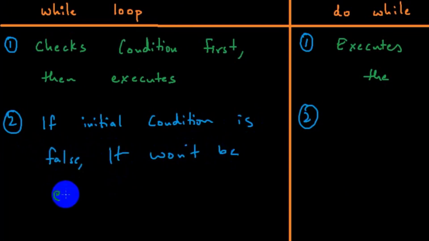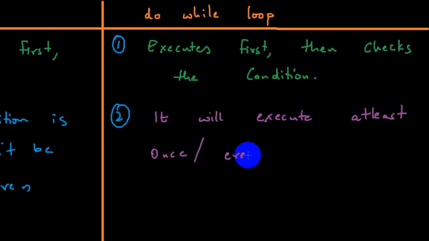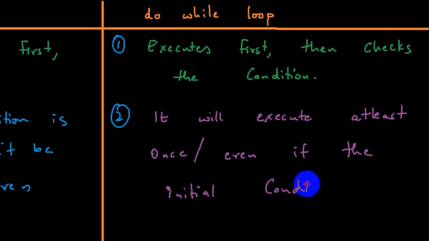It won't be executed even once. Clear? It will execute at least once, even if the initial condition is false. Clear? This is all about the entire data here.